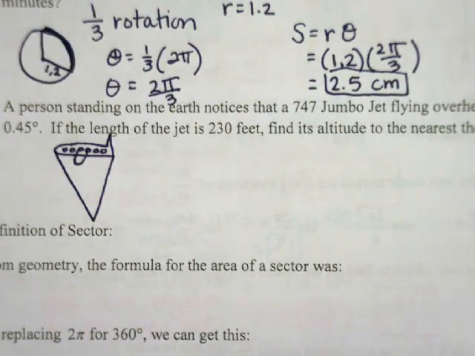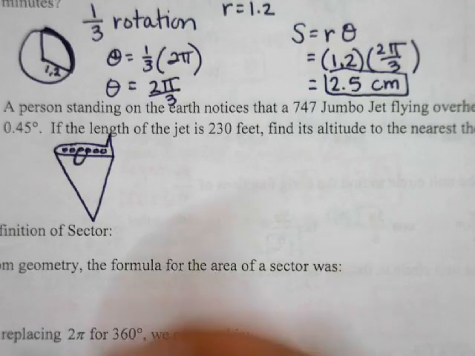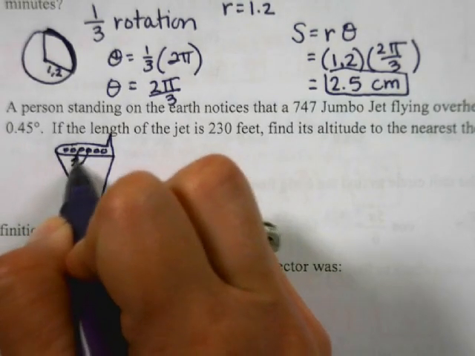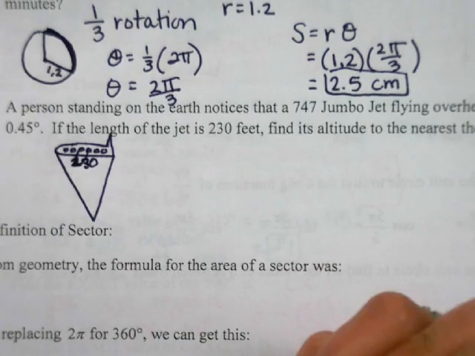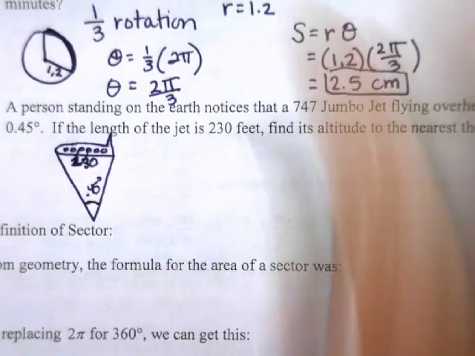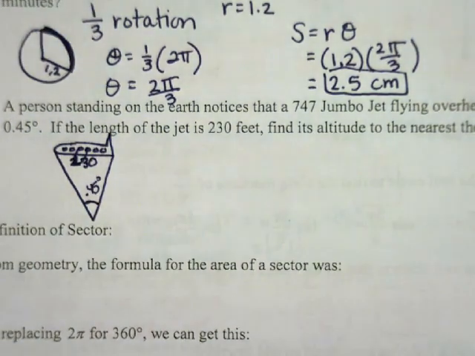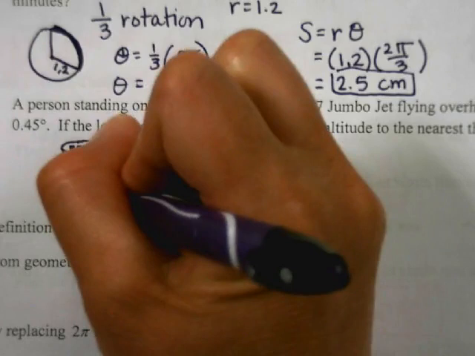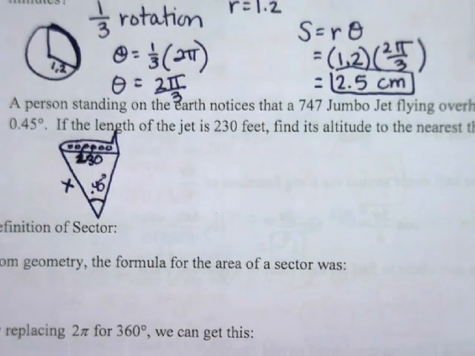So this person's looking up, and it says from the front of the jet to the back of the jet is, that he knows it's 230 feet. So that's my arc length. And this little angle down here is 0.45 degrees. It wants to know how high is that guy off the ground. What altitude is it flying at? Does that make sense? Okay, so a few things. We're looking for the radius.